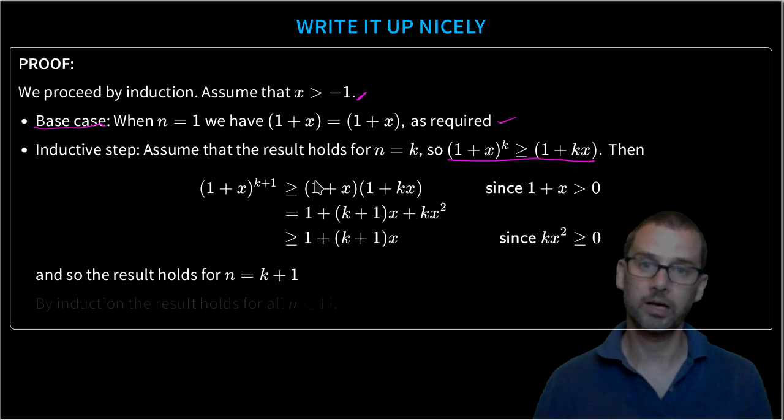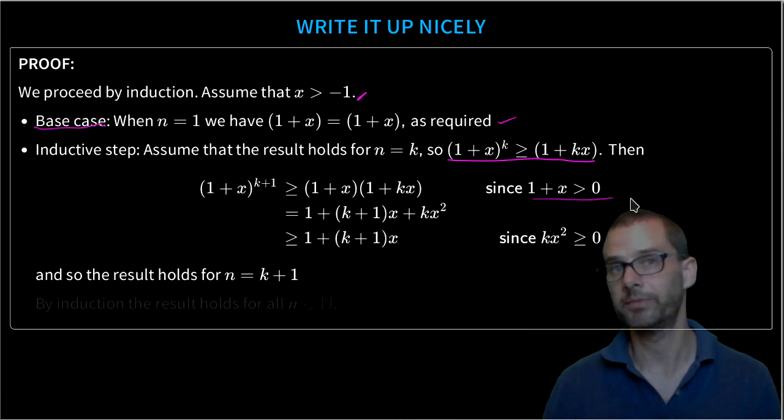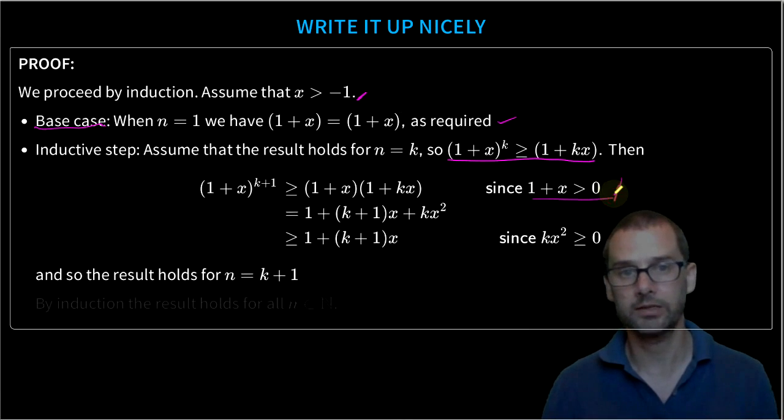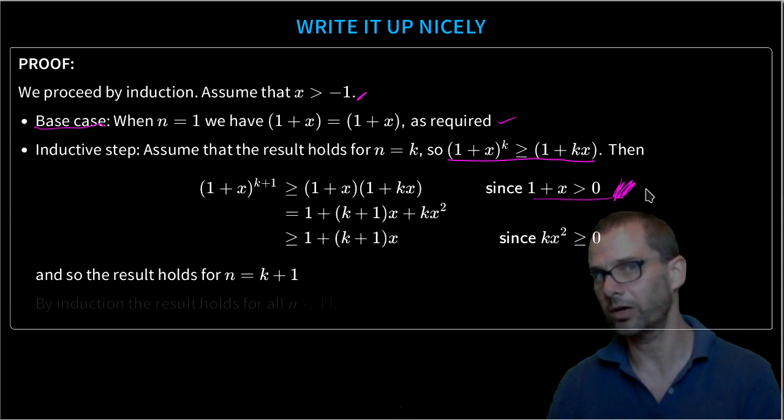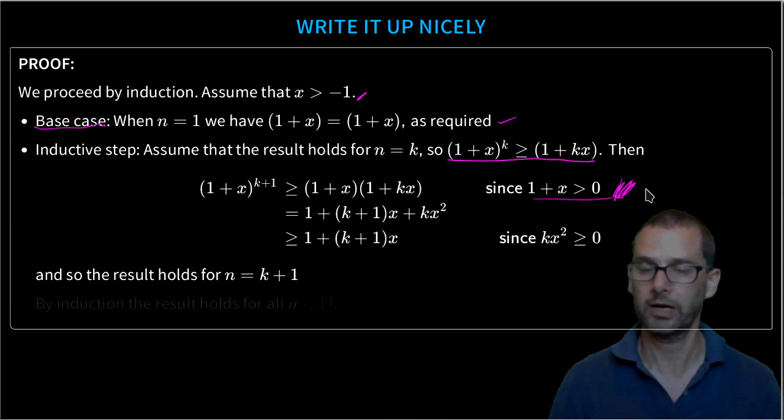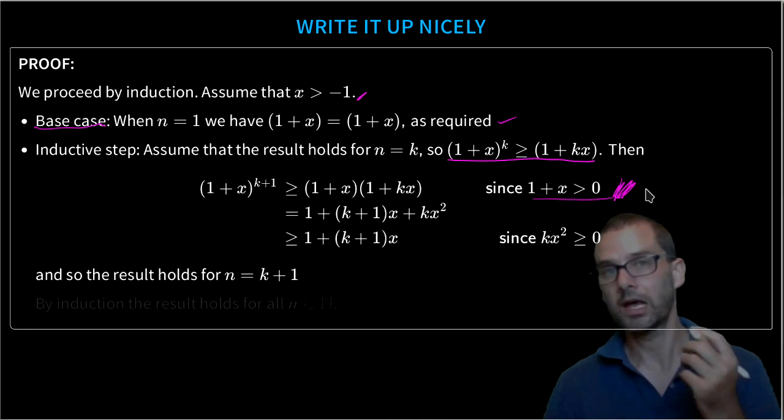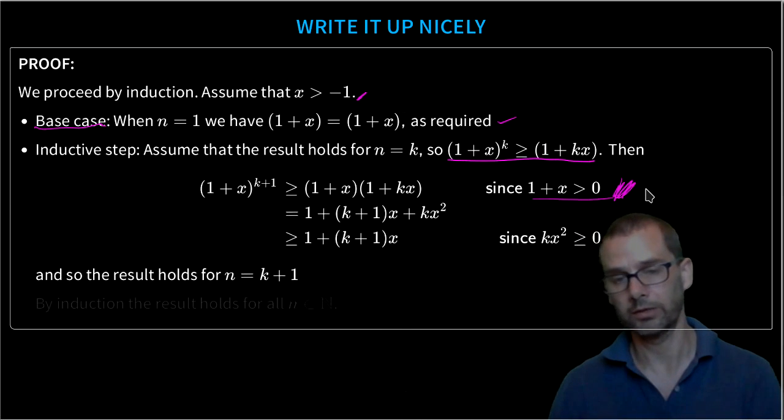Then we're multiplying both sides of the inequality by 1 plus x, and that's fine because 1 plus x is bigger than 0. So we're just alerting the reader to this thing here that we kind of skipped over in our scratch work that we should be careful about. So we're just making sure the reader realizes, hey, there's something a little bit careful going on here.